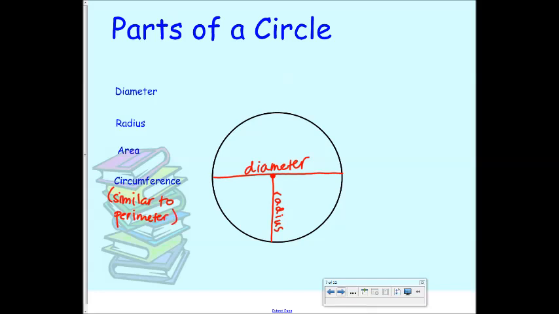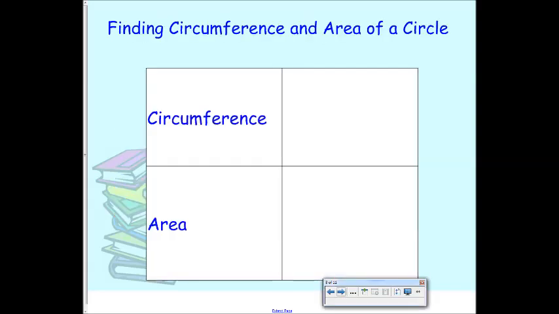So the formulas for circumference and area, to find the circumference of a circle, pi times diameter, or pi times 2r. What's 2r? The radius times 2. How come it can be either of these things? The diameter is the same thing as 2 radii. Okay?